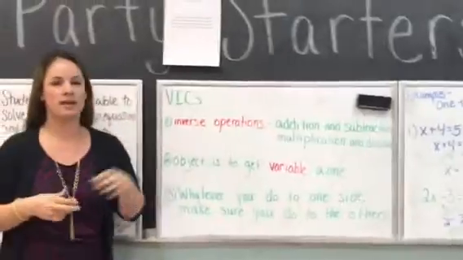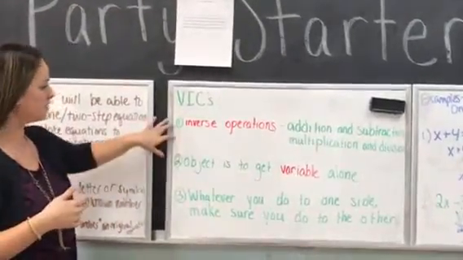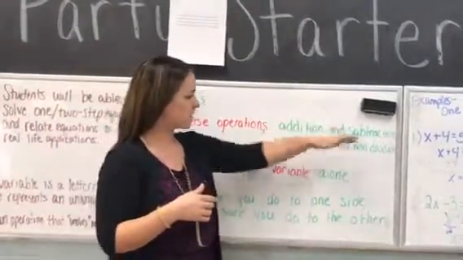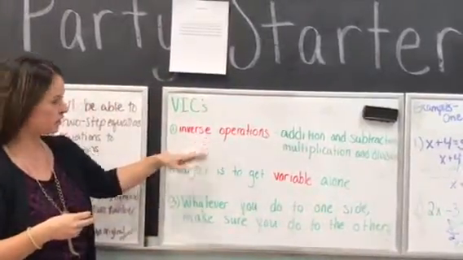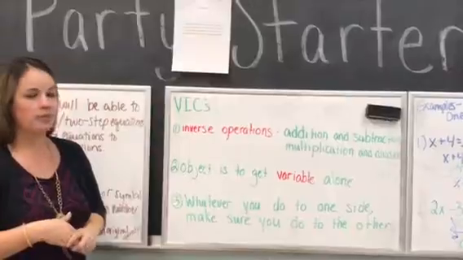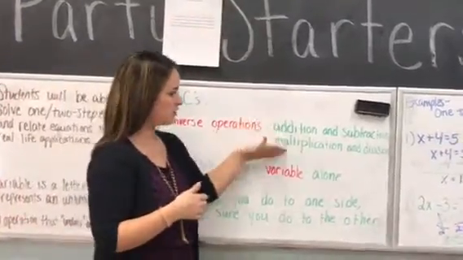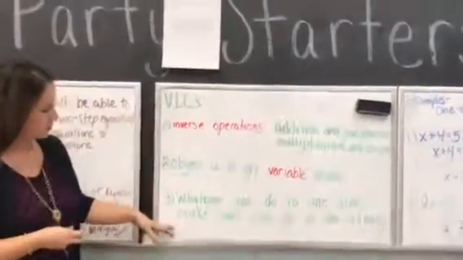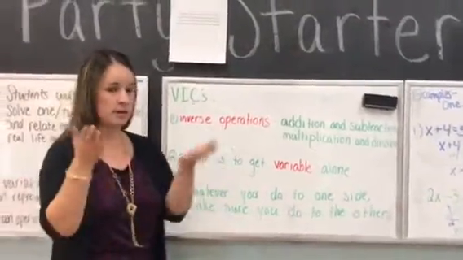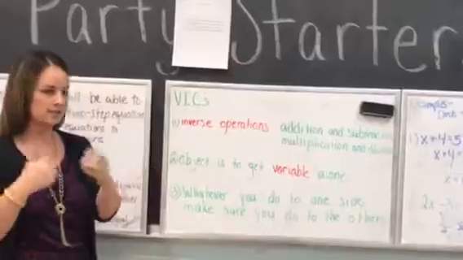So some very important concepts, things to remember today. Inverse operations are things like addition and subtraction, multiplication and division, the opposite operation that undoes the work. The object is to get the variable by itself, so you can add or subtract to do that. You can multiply or divide to get the variable by itself. And finally, whatever you do to one side, make sure you do to the other. Think about a balance. You want to keep that equation balanced.